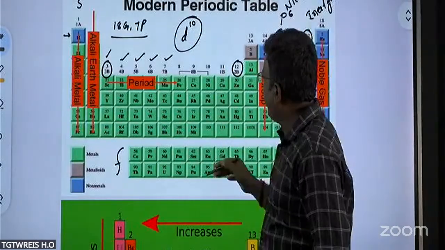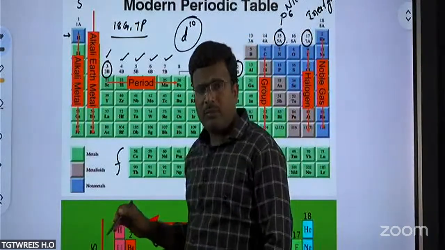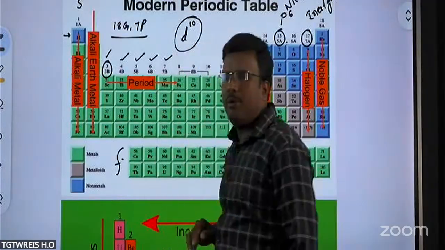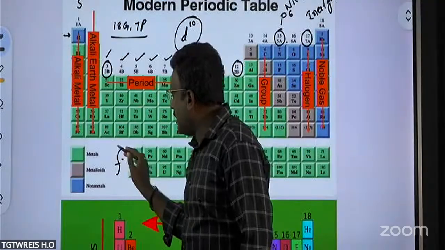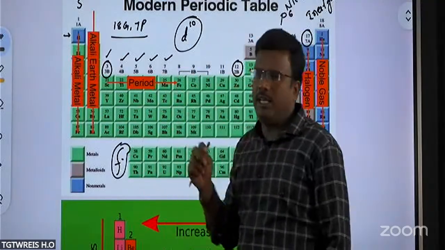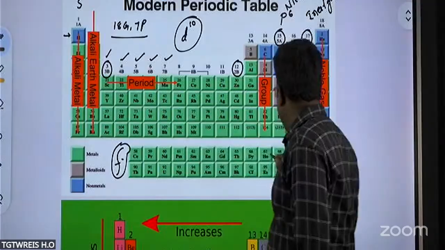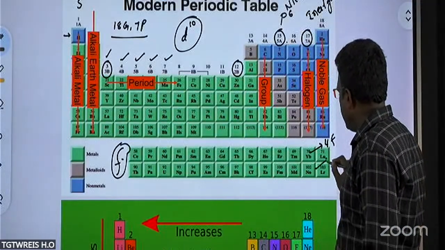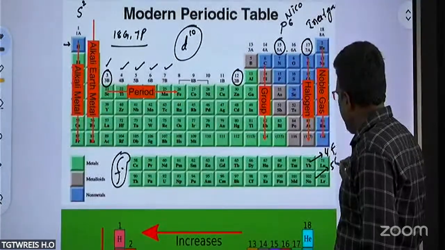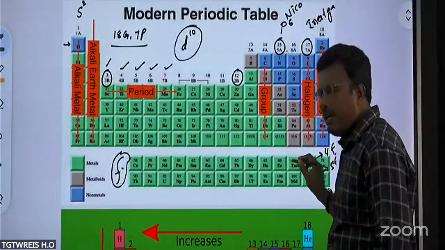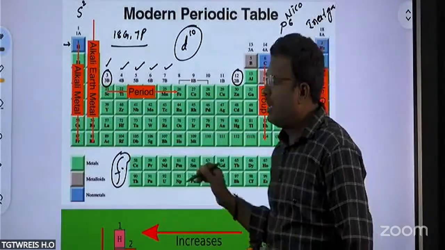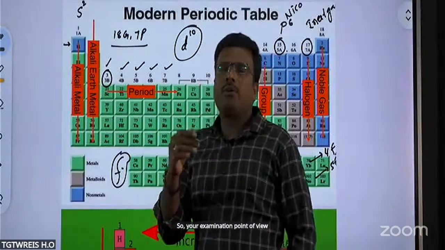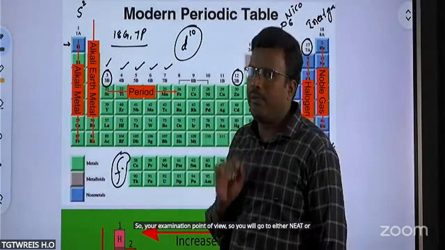The last block is the F block. These F block elements are placed at the bottom of the periodic table. They are again classified into two series: one is the 4F series, the next one is the 5F series. The 4F series is also called lanthanides, and the 5F series is called actinides. Very important for your examination, whether you go to NEET or IIT. A very expected question.